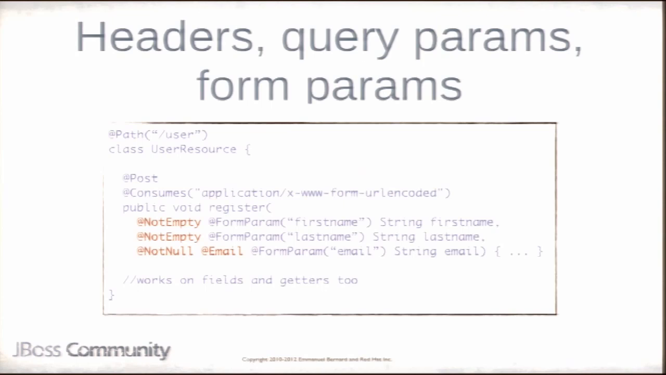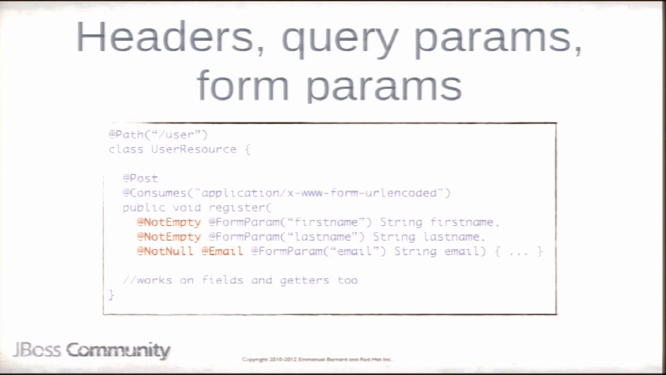So how is it done? Here we have an example of a resource bound to the path user that we validate. And what we have here is to say, you know what? First name is bound to the form parameter first name, same for last name and email. And I'm putting some constraints on these objects. So what's going on here is JAX-RS actually does the conversion from the HTTP world to the Java world. And right before calling the actual register method, it calls bean validation, validates the parameters, and returns an error if something is wrong. Otherwise, we carry on with the actual execution of the method.